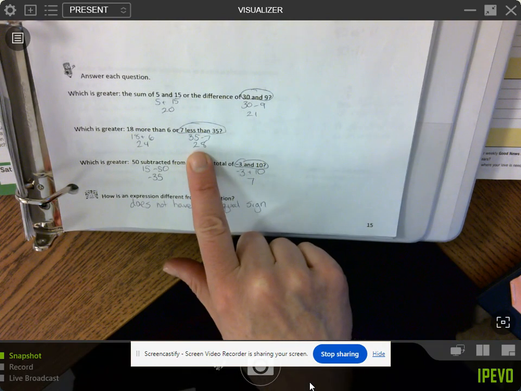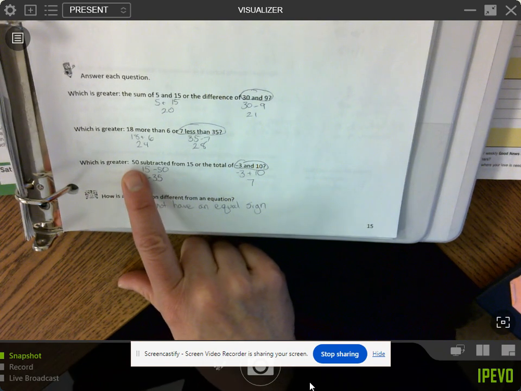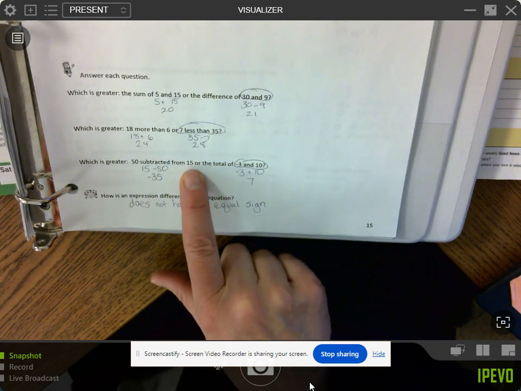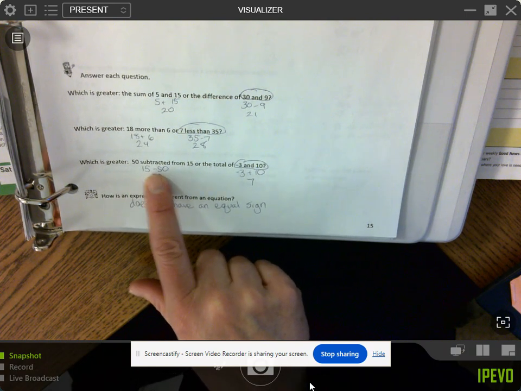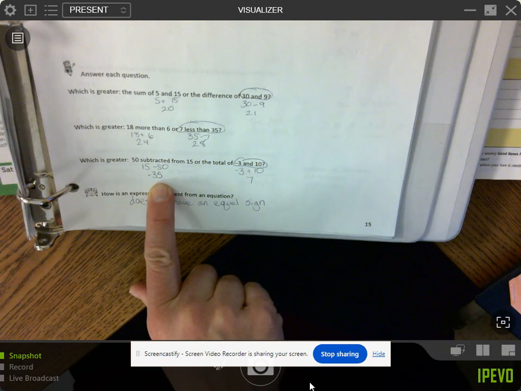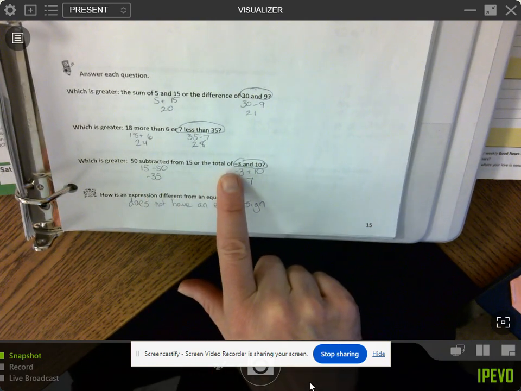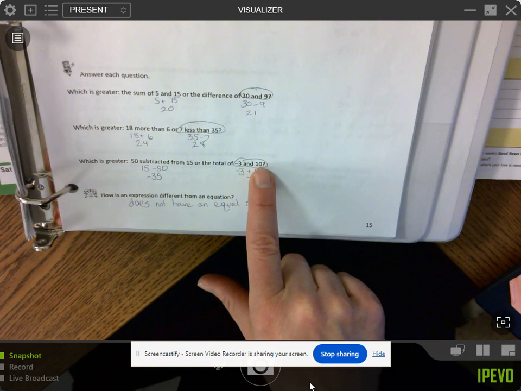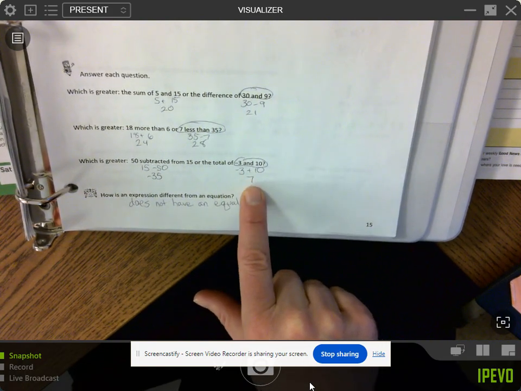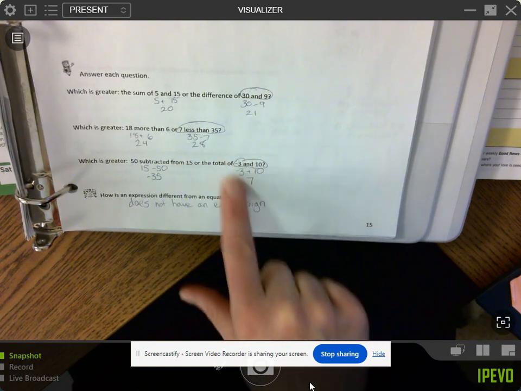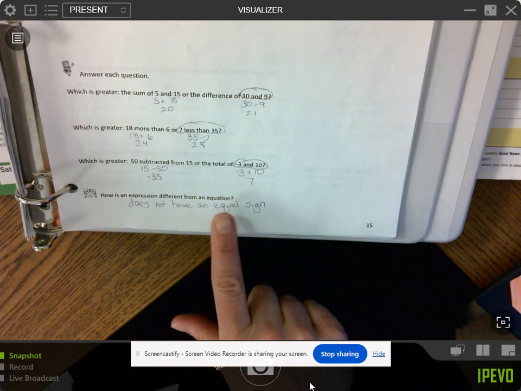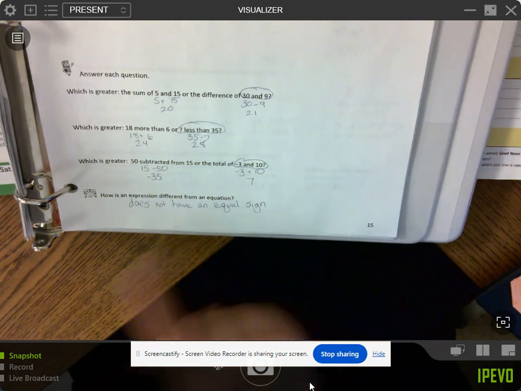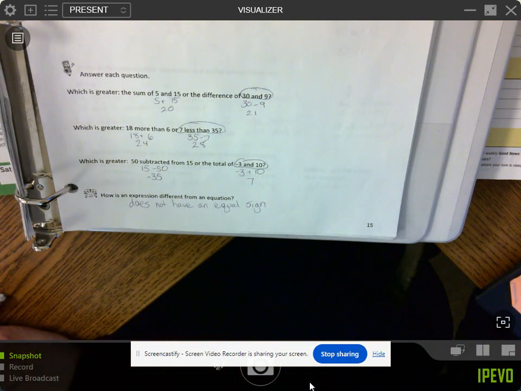So that is greater. Which is greater, 50 subtracted from 15? So if we're subtracting 50 from 15, it's 15 minus 50, which is negative 35. Or the total of negative 3 and 10. Negative 3 plus 10 gives us a positive 7. That is greater. How is an expression different from an equation? An expression does not have an equal sign. Any questions on any of those?